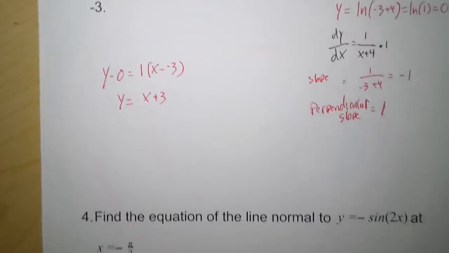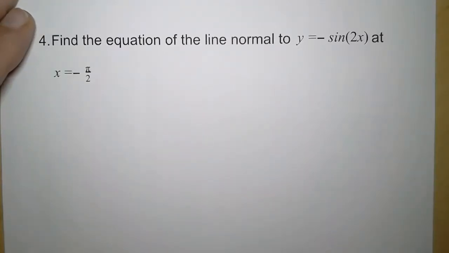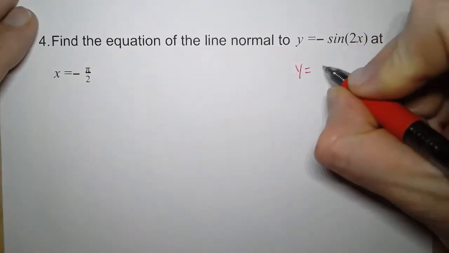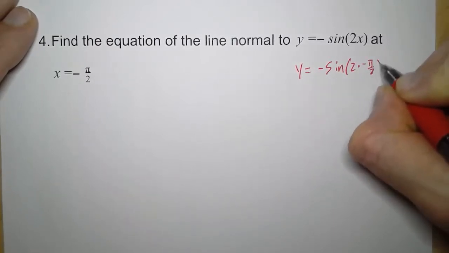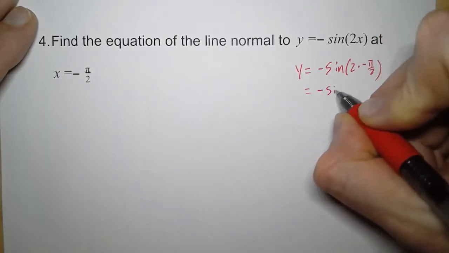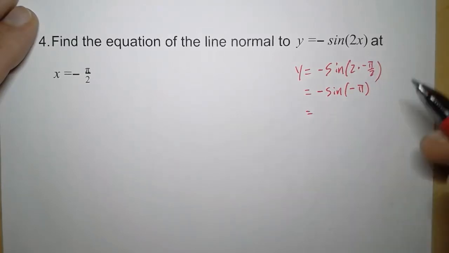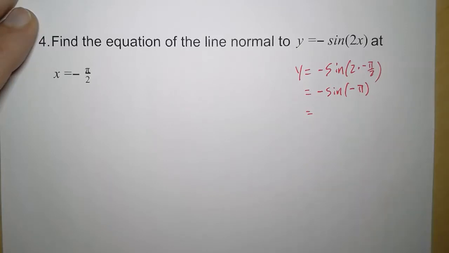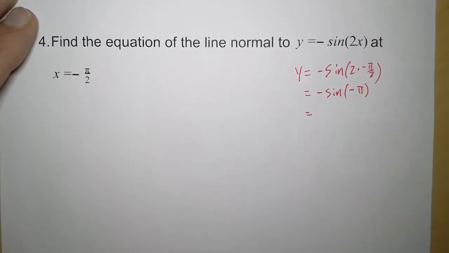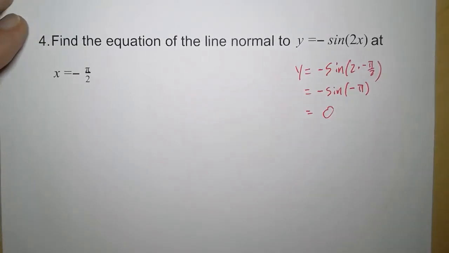For the next one, here we have this equation, y equals negative sine of 2x, and our point is negative pi over 2. So negative sine of 2 times negative pi over 2, so that's going to equal negative sine of negative pi. Now sine of positive pi is 0. And so making it negative means it goes in the opposite direction. So actually, sine of negative pi is also 0.